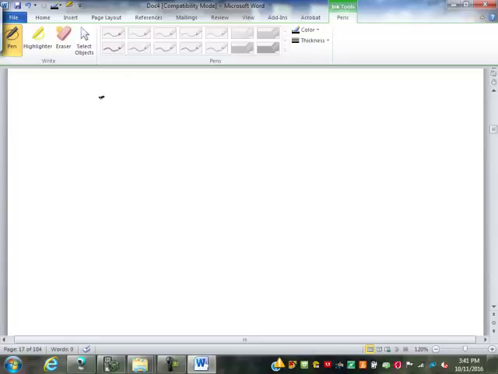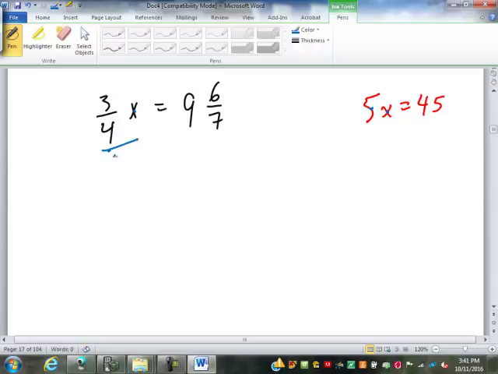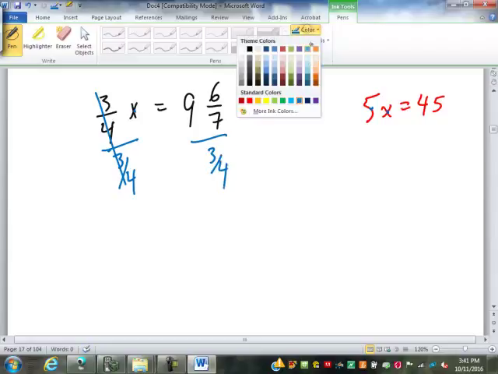But we might have something like 3/4 x equals 9 6/7. Just like if I had 5x equals 45. All that's been done to the variable here has been multiplied by 5. Here, all that's been done to the variable has been multiplied by 3/4. How do I solve this one then? I divide by 3/4. I'm going to divide that out and make it go away. I divide by 3/4 over here.